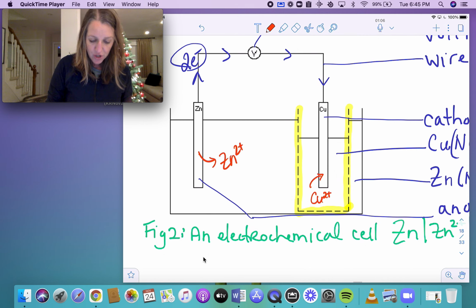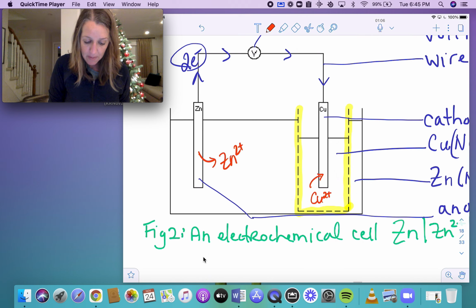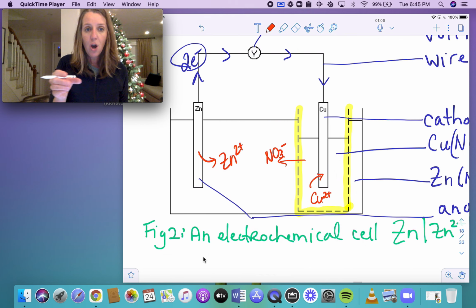And then what I want to show is the flow of the nitrates, because they're not reacting at all, but the nitrates do have a negative charge. They're going to flow across that porous barrier to balance out the charge that builds up that's the opposite. So which way shows the net movement of the nitrate ions across the porous cup? Clearly they're going to go this way. The net ionic movement of the nitrates is going to go from the copper nitrate over to the zinc.